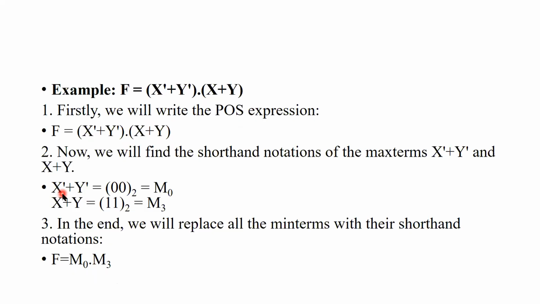Now x dash plus y dash means x complement, which is 0, and x plus y means 1, 1. 0, 0 in binary is, in decimal, M0, and 1, 1 in binary is 3 in decimal. Since it is the product of sums, we call it max term. So we have M0 and M3. So x dash plus y dash into x plus y in shorthand notation we will write M0 into M3.